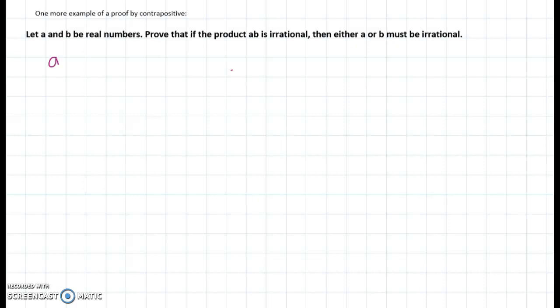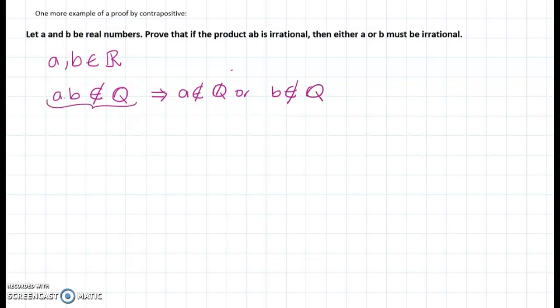So we are saying A, B are real numbers. And then we have the statement that A times B does not belong to the set of rational numbers. And we want to prove that this statement implies that either A does not belong to the set of rational numbers or B does not belong to the set of rational numbers. We can imagine that here we are trying to prove that statement A implies statement B.